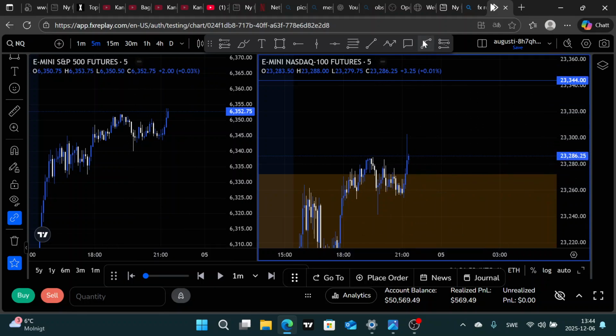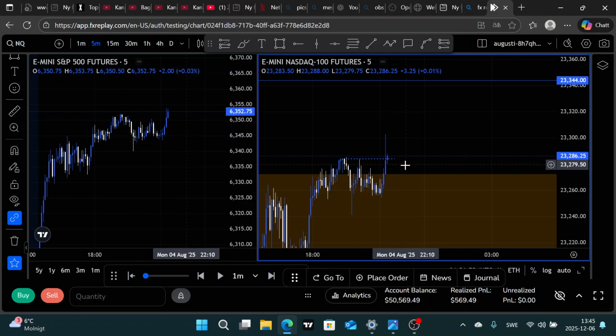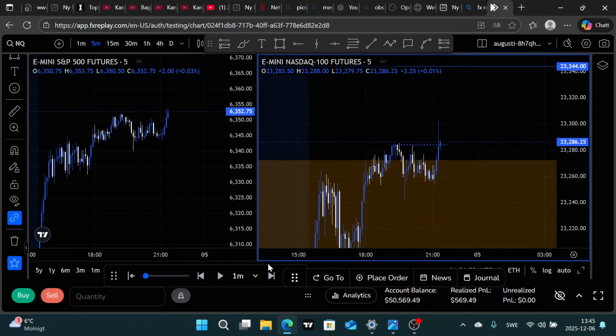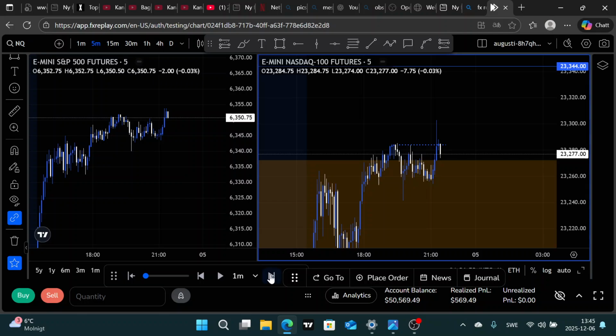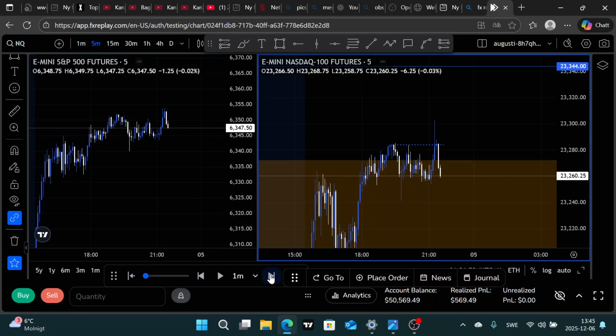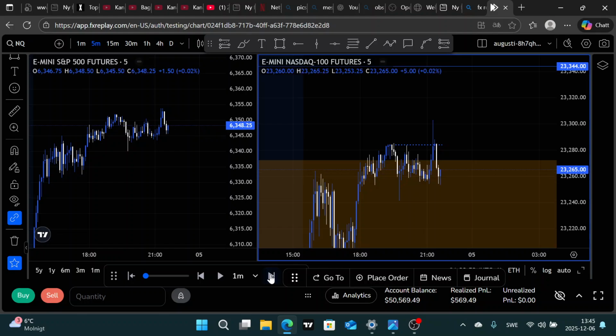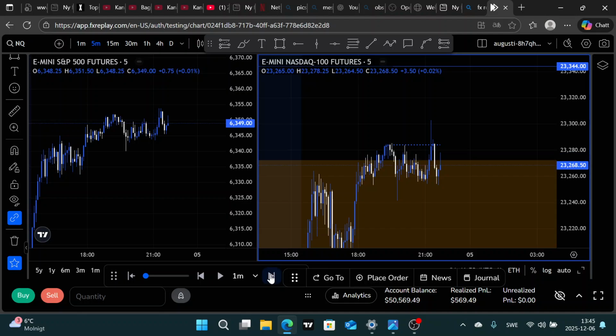Right here. Right here. I need to see a clear change in state, then go higher. So right now I don't see anything.